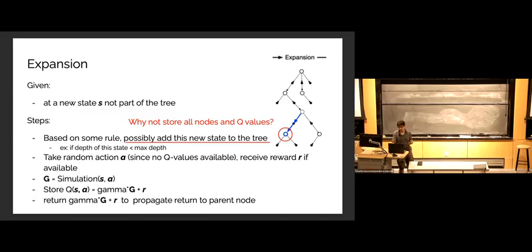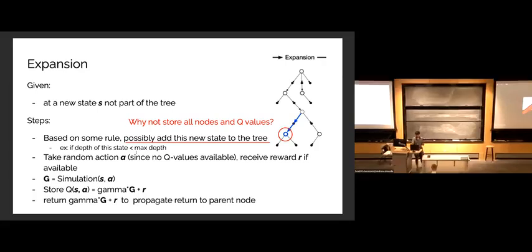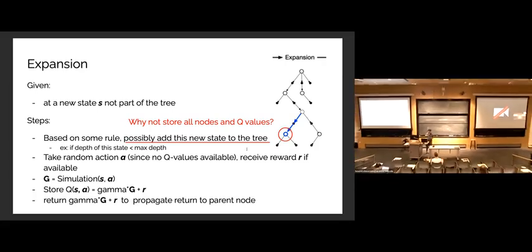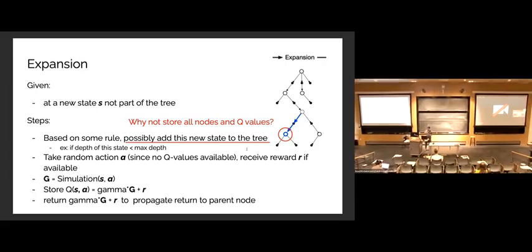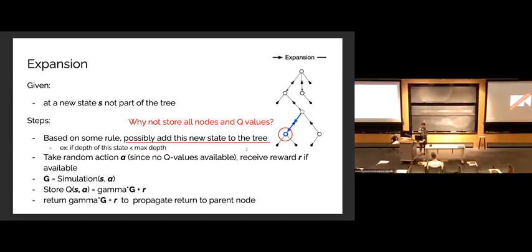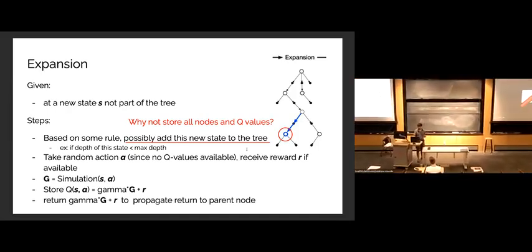So you arrive at some state that you haven't seen before. And after that, you decide whether or not you want to add that state to the tree. Normally, you don't want your tree to get too deep, so you only add it if those states are limited at a maximum depth.